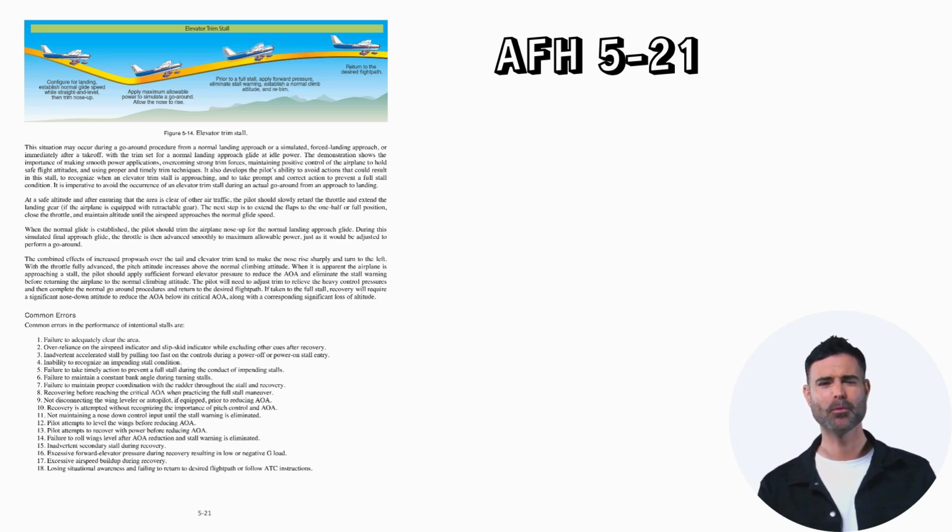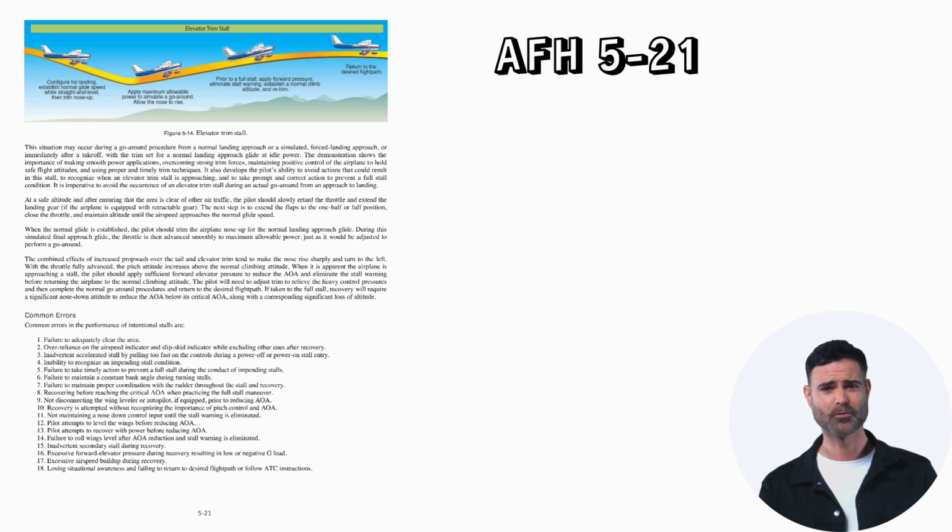8. Recovering before reaching the critical AOA when practicing the full stall maneuver. 9. Not disconnecting the wing leveler or autopilot, if equipped, prior to reducing AOA. 10. Recovery is attempted without recognizing the importance of pitch control and AOA. 11. Not maintaining a nose-down control input until the stall warning is eliminated. 12. Pilot attempts to level the wings before reducing AOA. 13. Pilot attempts to recover with power before reducing AOA. 14. Failure to roll wings level after AOA reduction and stall warning is eliminated.